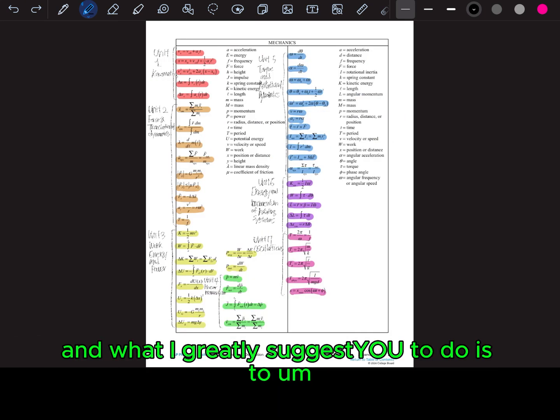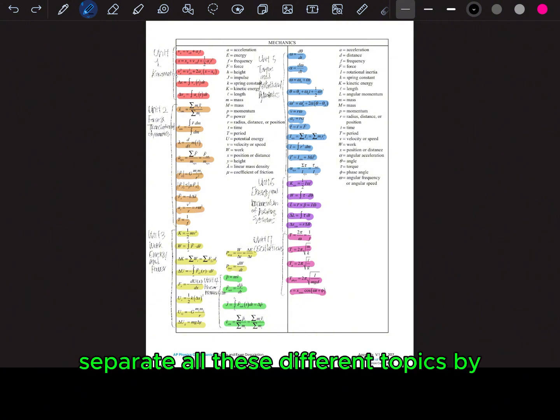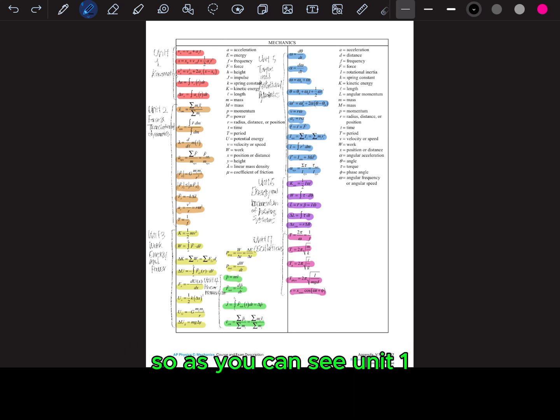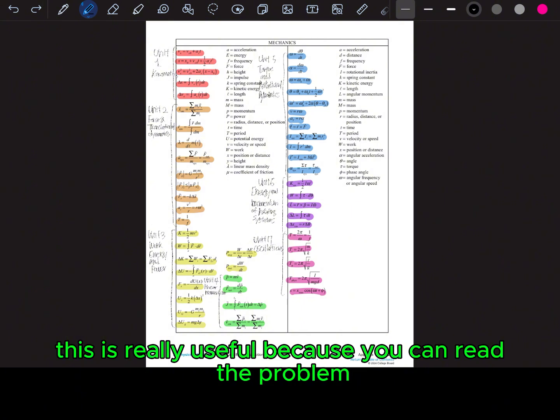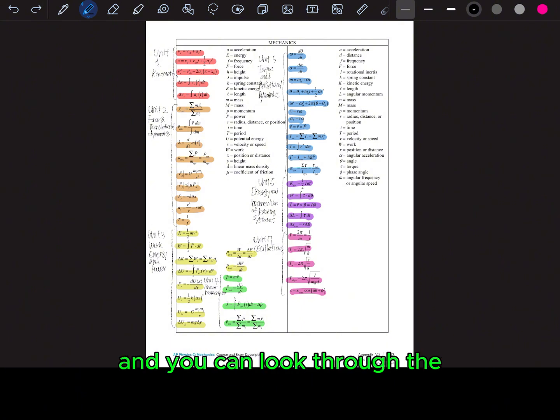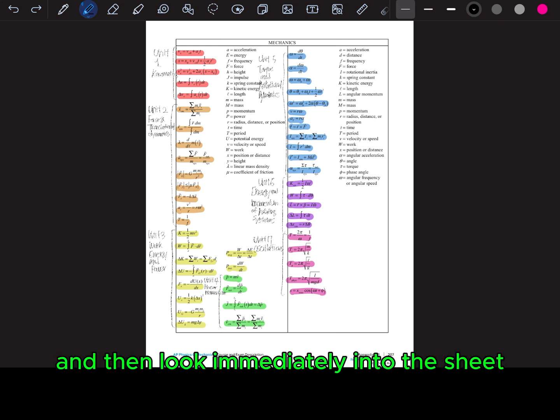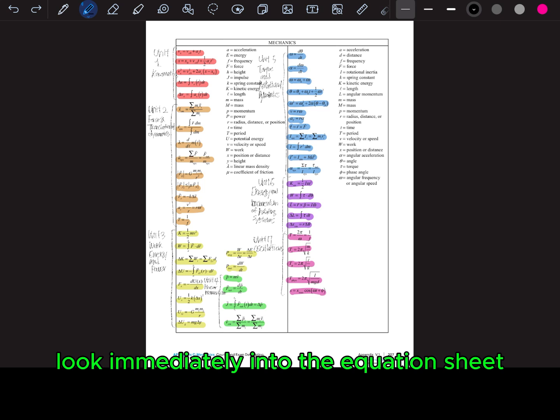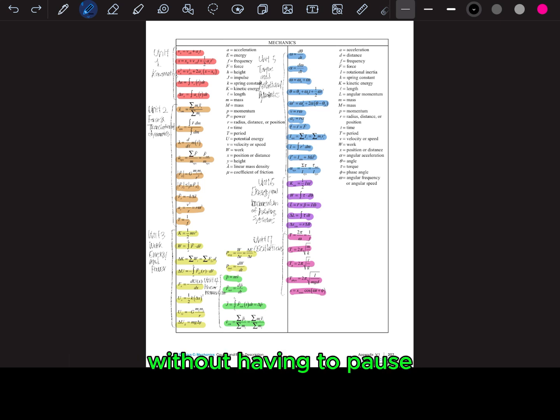And what I greatly suggest you do is separate all these different equations by topic. So as you can see, Unit 1, Unit 2, Unit 3, Unit 5, Unit 6, Unit 7. I color-coded it in different colors. This is really useful because you can read the problem, know what it's asking, and then look immediately into the equation sheet without having to pause, and you're not going to waste time.